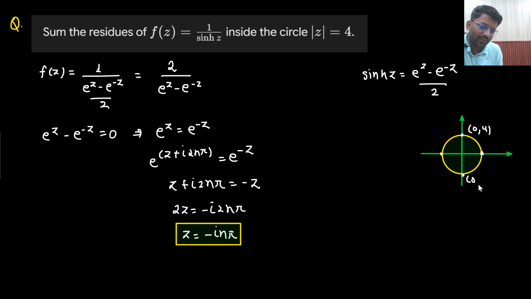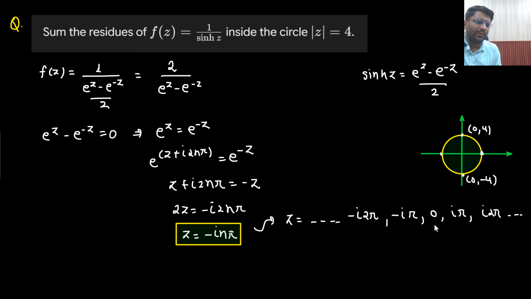0, 4, 0, minus 4, right? So where are all the values of z? You put the value of n equals 2, put n equals 3, whatever you want. If I put n equals 2, what will I get? Minus iota 2 pi. Then minus iota pi. Then put n equals 0. Then iota pi, iota 2 pi, and so on. What is this? This is 0 only. This is iota 3.14. This is iota 6.28. This is iota minus 3.14. This is minus iota 6.28.